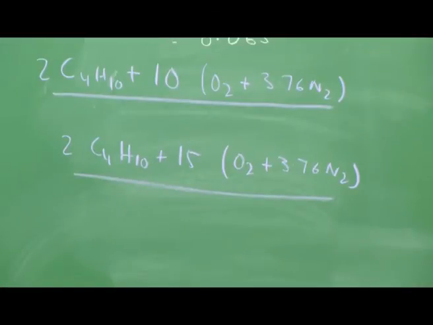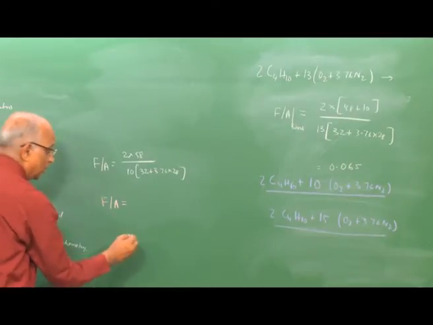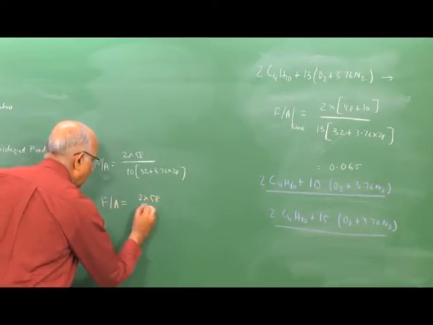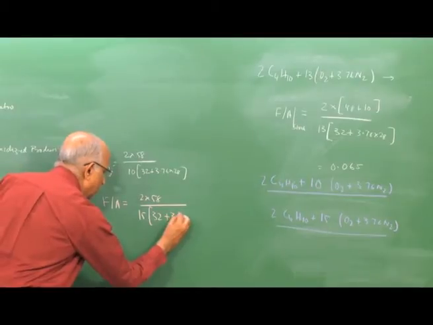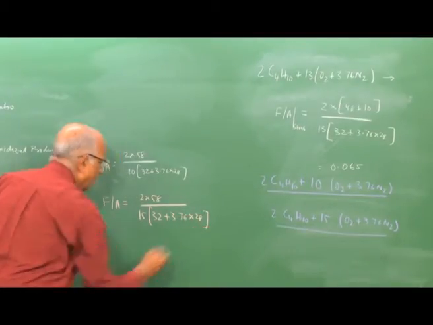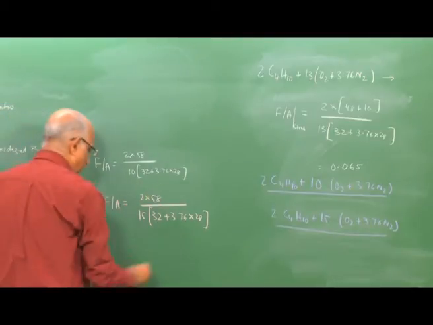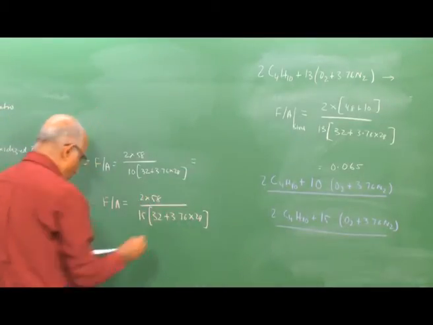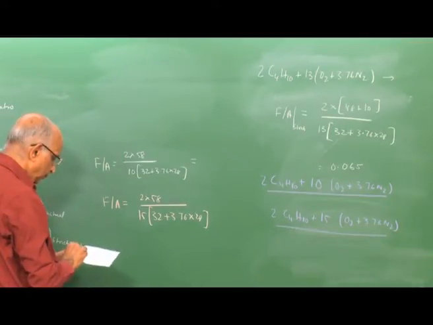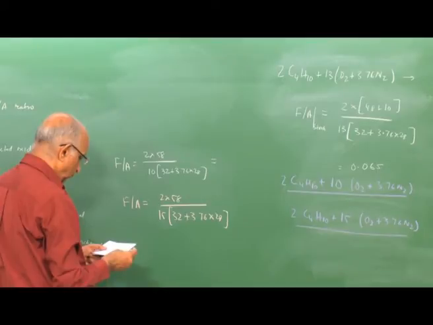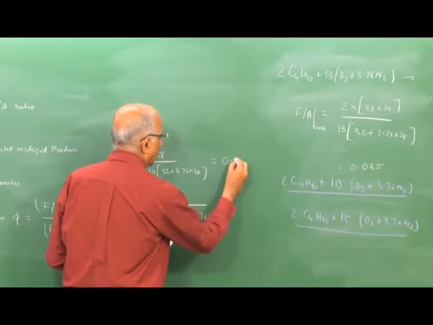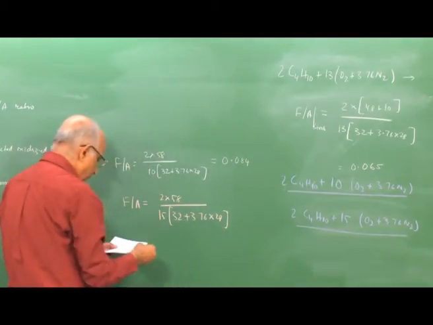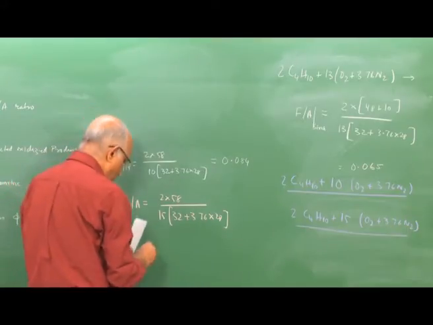In the second case, what is the value I get? I get the actual fuel air mixture is equal to 2 into 58 divided by 15 into 32 plus 3.76 into 28. If I calculate these values, the first value comes out to be a fuel air mixture of 0.084, and in the second case it comes out to be equal to 0.056.